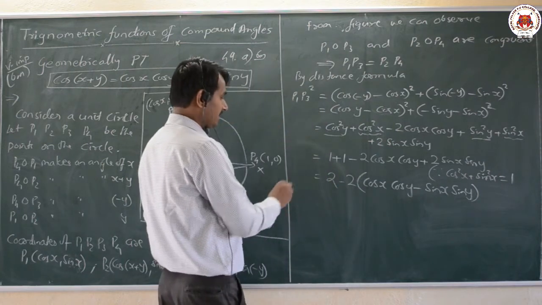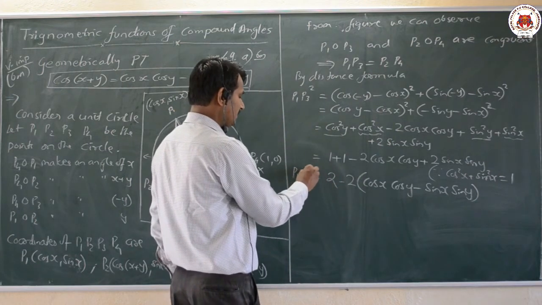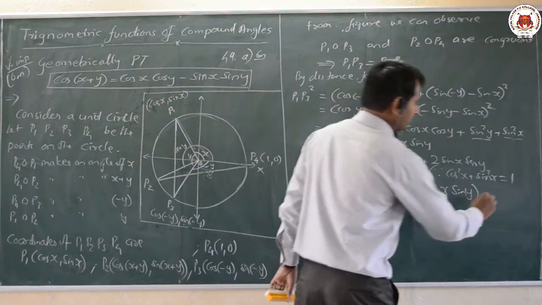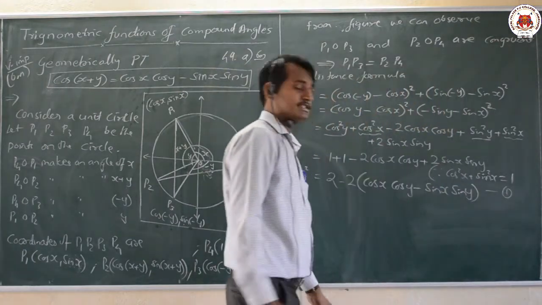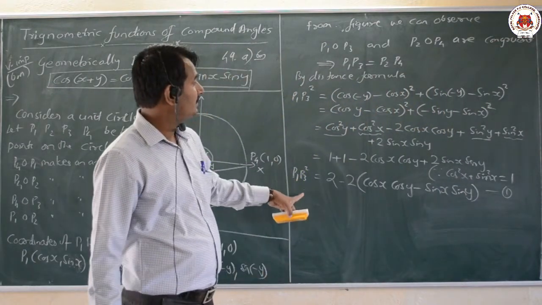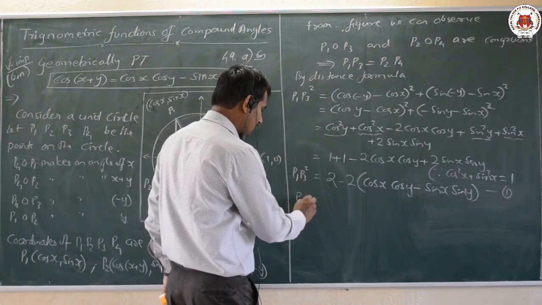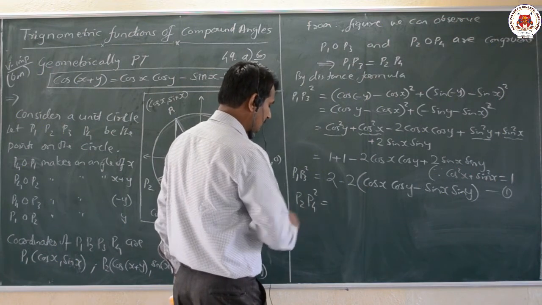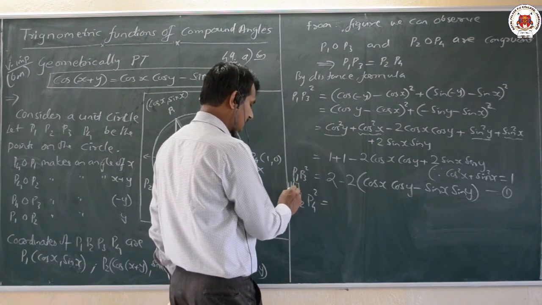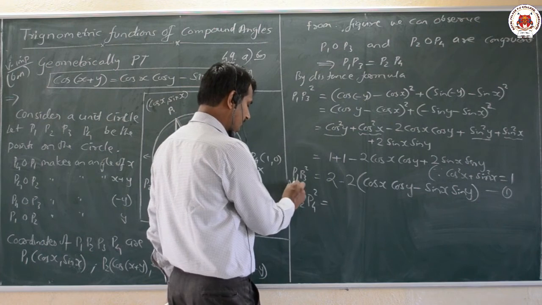So what is the LHS part here? That is nothing but P1 P3 square. Let us take it as equation number 1. By making use of the distance formula, I had solved it. Similarly, P2 P4 square is equal to, I will take this as a symbol for similarly also.